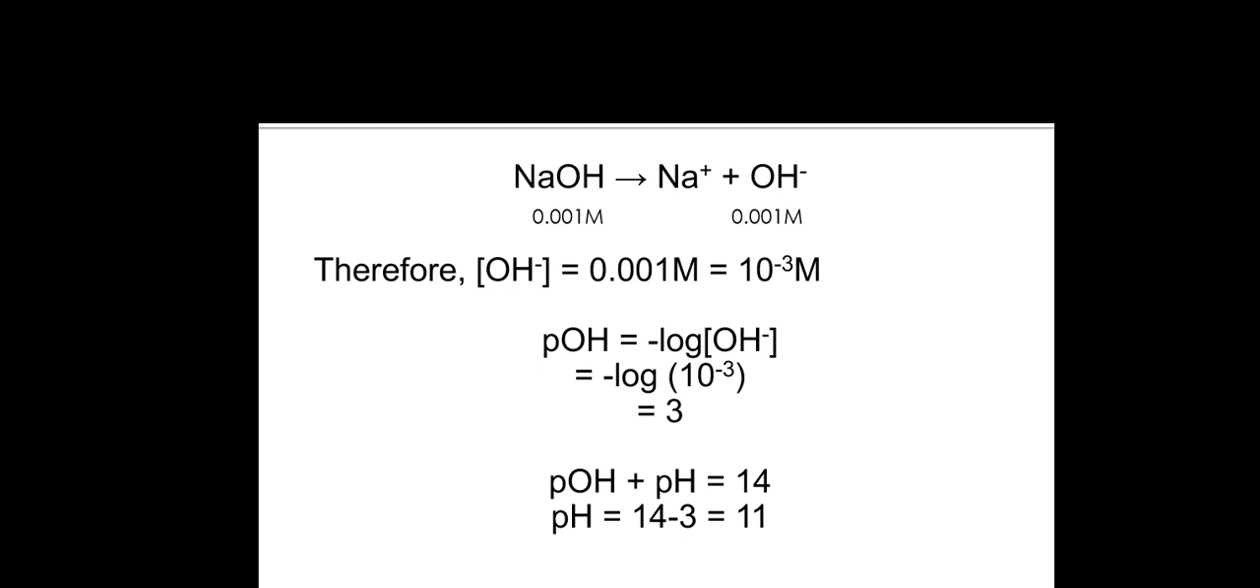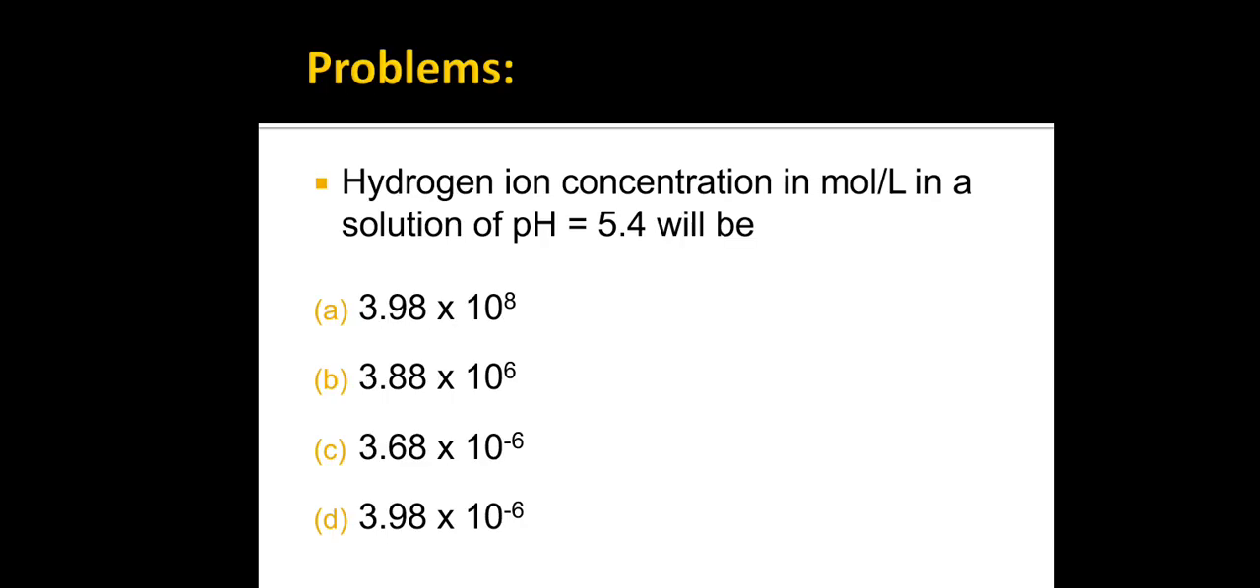Now pOH, we know the definition, it is minus log of OH minus. If I substitute the value of OH minus as 10 to the power minus 3 and calculate it, what I get is 3. Now the question is not about calculating pOH but pH, and I have told you to remember those two important relationships. So pOH plus pH will be equal to 14, then pH will be equal to 14 minus 3, which will be 11. So that is how we calculate it. Let us move on to the next.